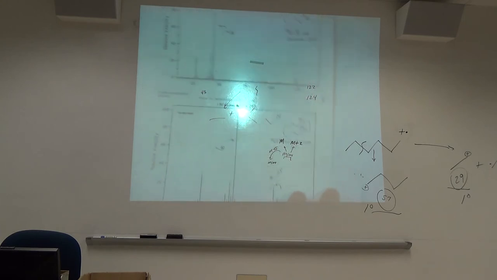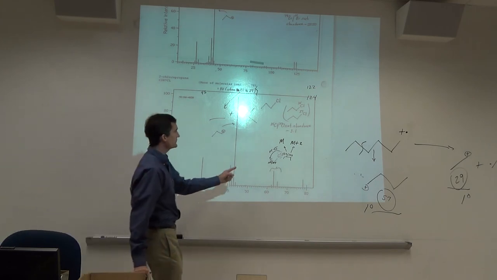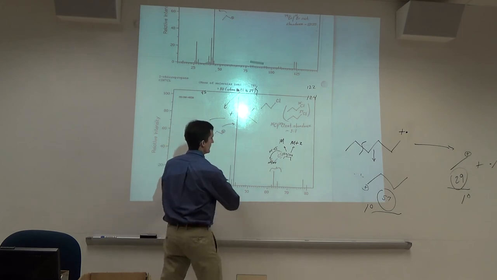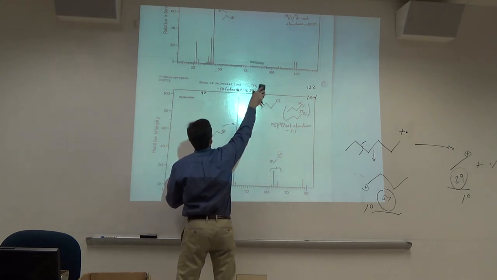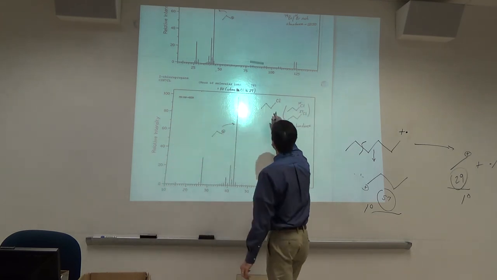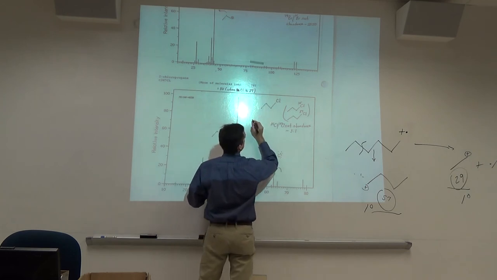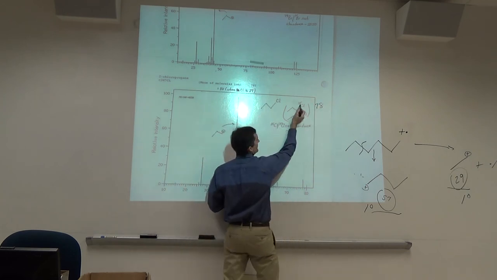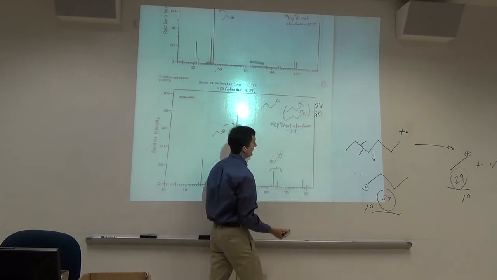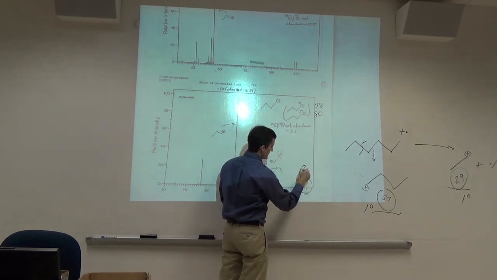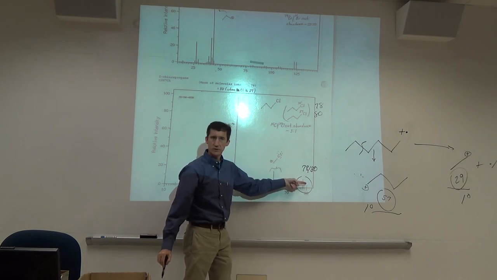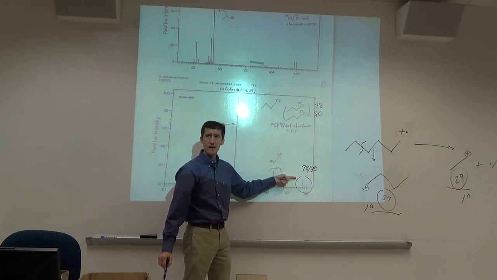Chlorine also has isotopes 35 and 37. For chlorine, the natural abundance is 3-to-1. Not 1-to-1, but 3-to-1. This compound here, when that's 35, that adds up to 78. When it's 37, it adds up to 80. Right here, we see 78 and 80. But it's in a 3-to-1 ratio, which is a standard chlorine isotope pattern.